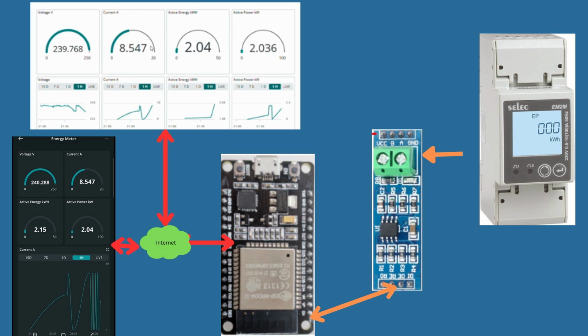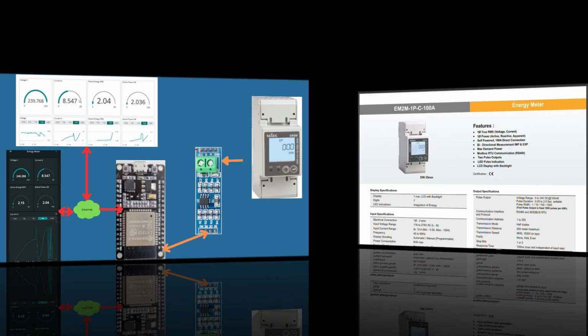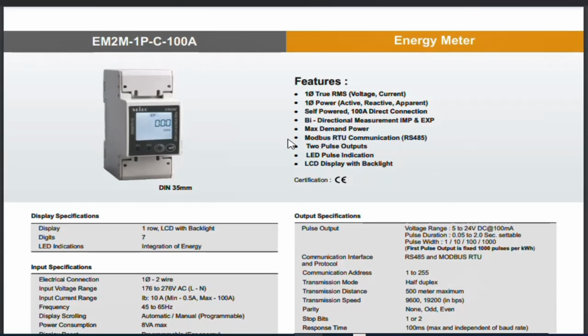We can also interface a heavy-duty contactor to isolate the electricity if it exceeds a predefined kilowatt or units. I'm using a single-phase electrical meter made by Selec. The meter has an inbuilt Modbus integrator and a two-wire RS485 communication interface to connect to any Modbus gateway.